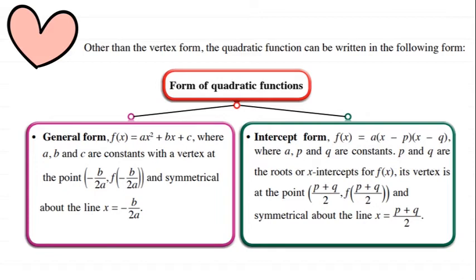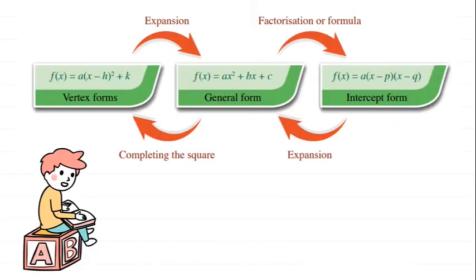And second one is intercept form, which is a(x minus p)(x minus q), where a, p and q are constants. p and q are the roots or x-intercepts for f(x). Its vertex is at the point (p plus q) over 2 and f of (p plus q) over 2, and symmetrical about the line x equal to (p plus q) over 2.